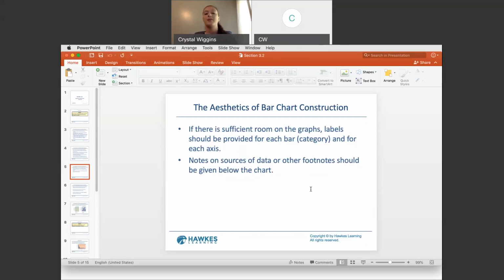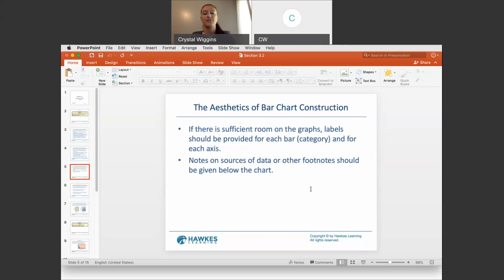Now, what they're talking about is if we have enough room to label each bar, we could either label it right on the x-axis or use a legend and color the bars so that we can associate the color in the legend with what category it represents. Notes on sources of data or other footnotes should be given below the chart.